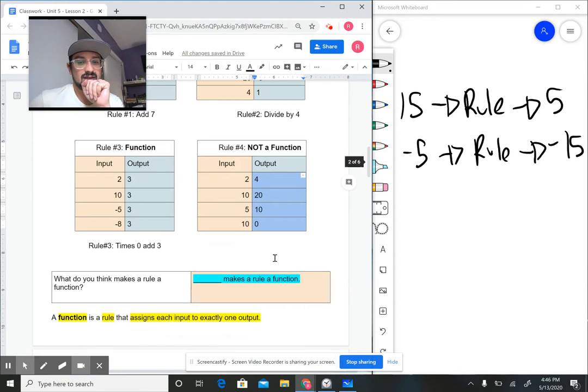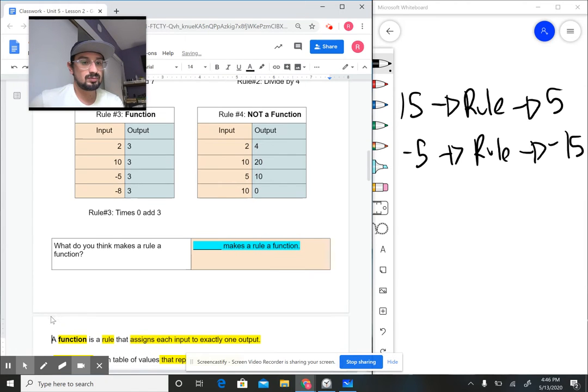Down here, I want you to finish the sentence: blank makes a rule a function. Based on these 3 tables that are functions and one that is not, what makes a rule a function? There's no wrong answer as long as it has some basis and logic. Okay, guys?